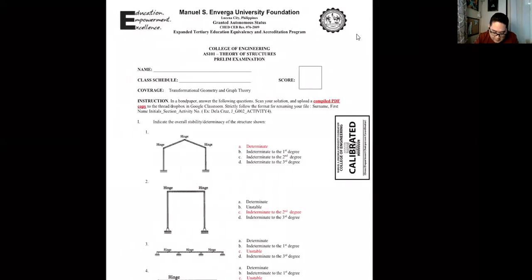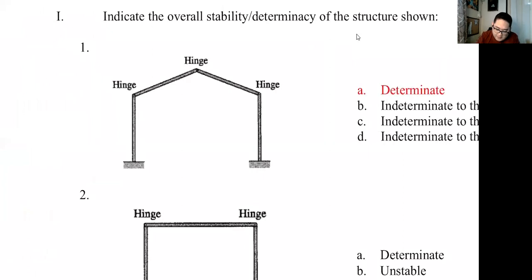So let's start. For the first one natin, we have yung external determinants natin. Okay, so we have a frame na meron siyang fixed na support and then meron siyang tatlong hinge, internal hinges dun sa kanyang mismong structure. So alam natin na kung fixed to, we have three support reactions dito. Okay, so external natin will be 6 minus 3 or indeterminate dun sa third degree. Statically indeterminate third degree.